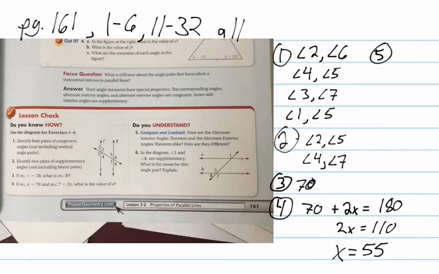In your own words, how are the alternate interior angles theorem and the alternate exterior angles theorem alike, and how are they different? If you just look at the phrase, alternate interior compared to alternate exterior, how are they alike? They're both alternate. They're on opposite sides of the line. And they're different because one's inside, one's outside. So write that one down in your own words.